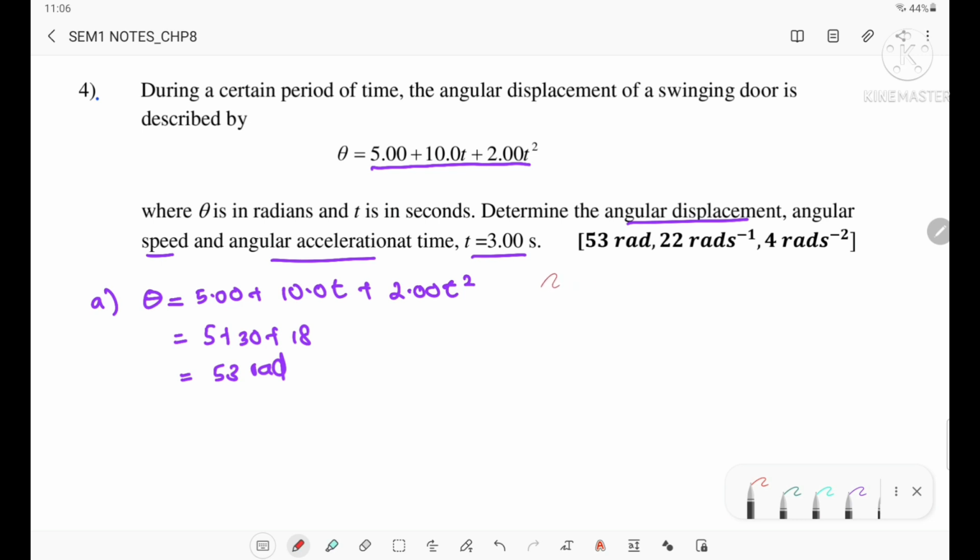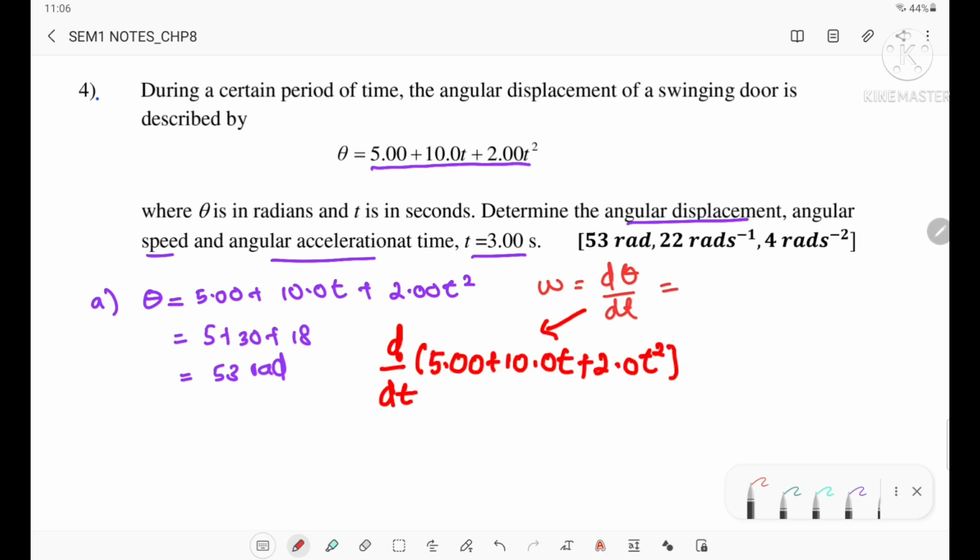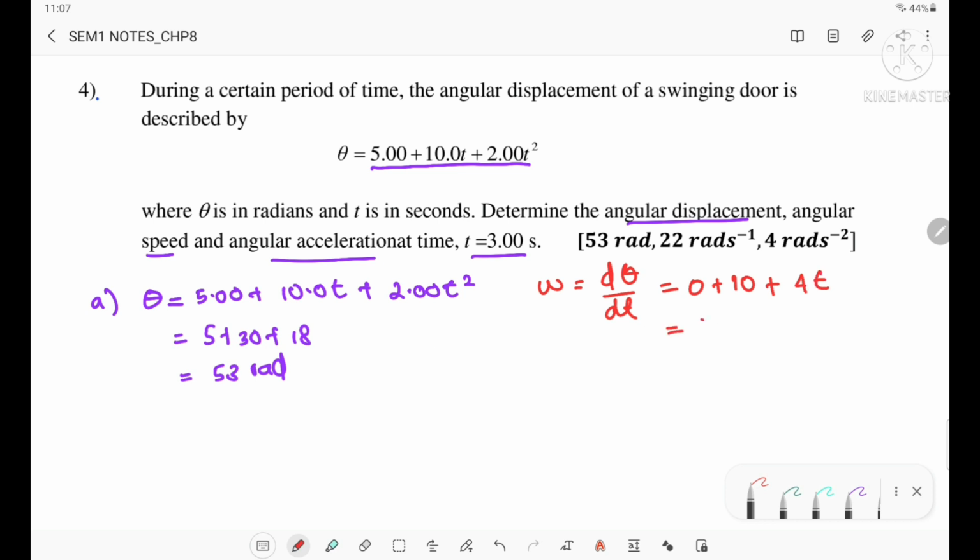Angular speed, we use omega is equal to d theta over dt. So you need to differentiate the angular displacement, and we get: differentiate the 5, you get 0; 10t, we have 10; plus differentiate 2t squared, we get 4t. Then substitute the value of t, and we have 10 plus 4 times 3, and therefore the answer is 22 radian per second.